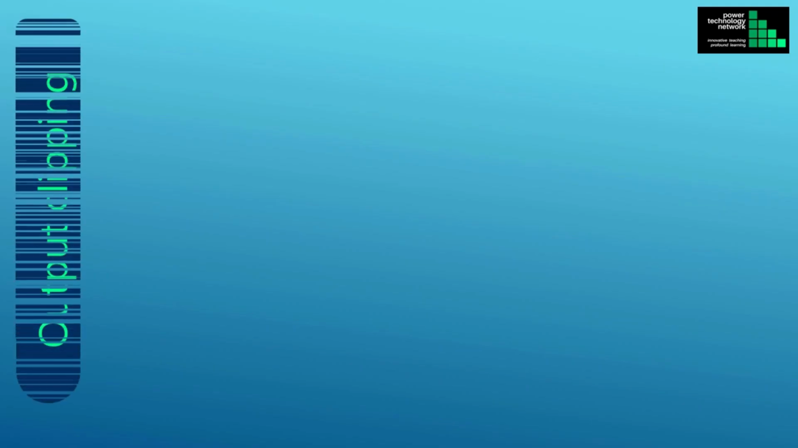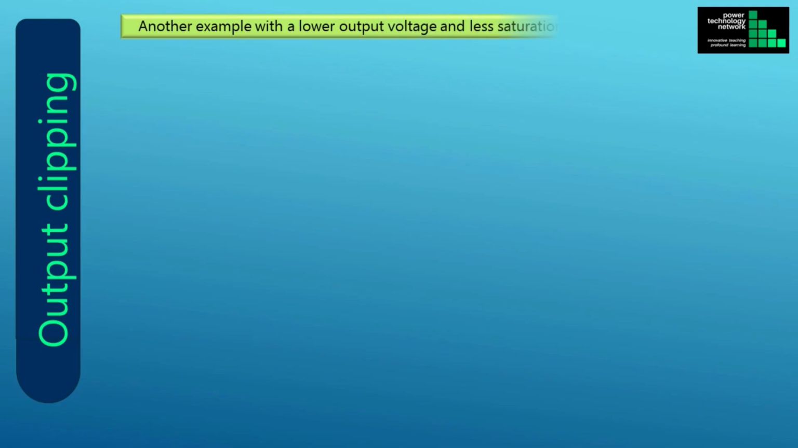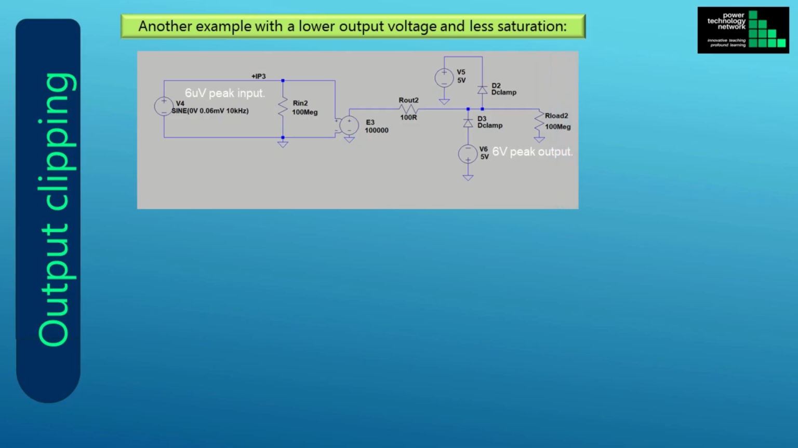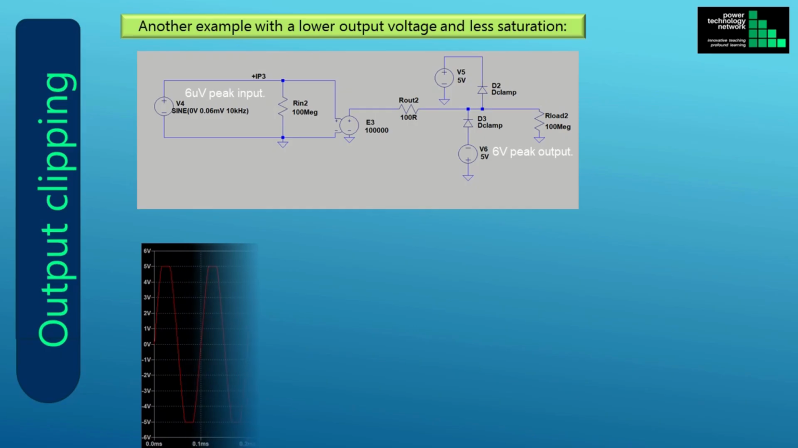Let's explore another example of output clipping, with a lower input voltage. The input signal is reduced to 60 microvolts, and the open loop gain remains at 100,000, or 100 dB. The output voltage without clipping will be 6 volts. And this is what the output signal looks like. The output is clipped at plus and minus 5 volts. But because the peak amplitude is lower than the previous example of 100 volts, 6 volts in this example, the clipping is less than in the previous slide.